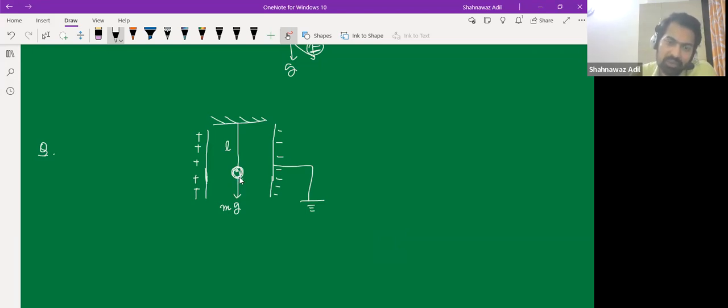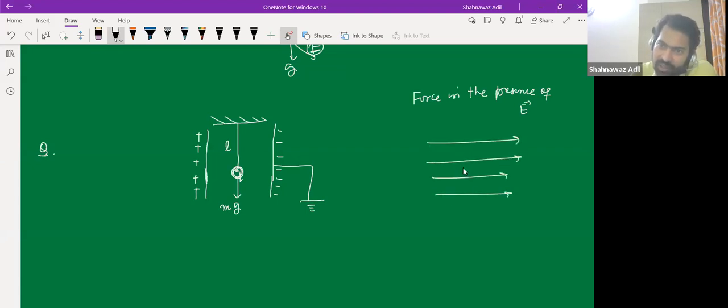Not exactly Coulomb force, but force in the presence of an electric field. So let's say you have this electric field and then you put some charge in this, then you will feel a force. This is not exactly a Coulomb force because Coulomb force acts between two charges, but this is a charge placed in some electric field. Similar case here. We have a charge Q which is placed inside this parallel plate capacitor.